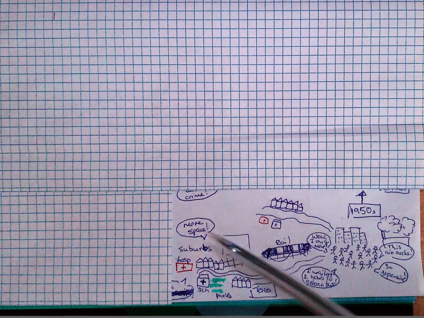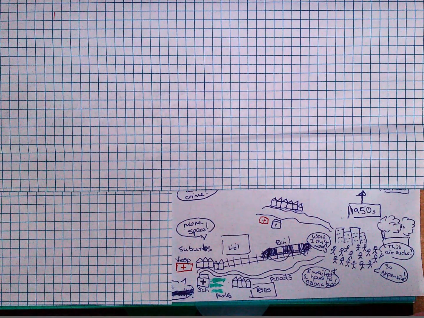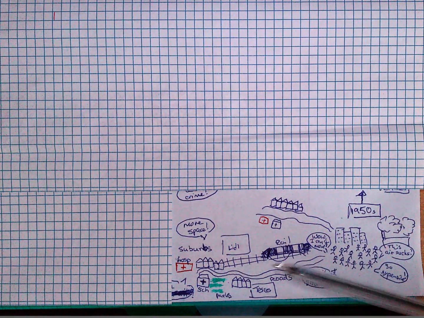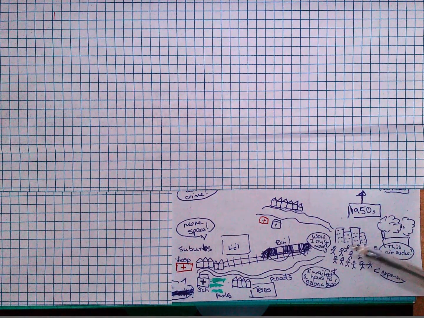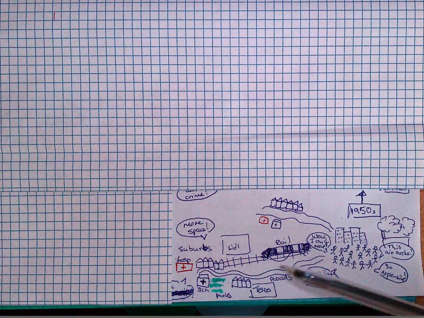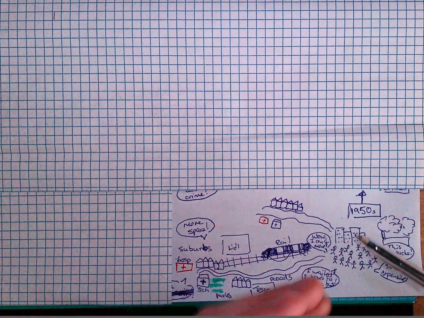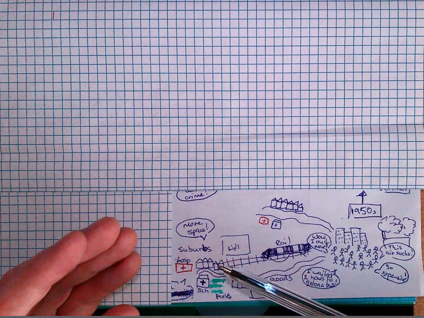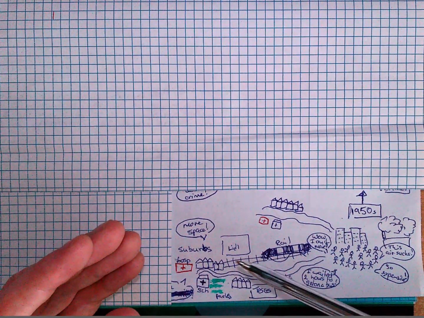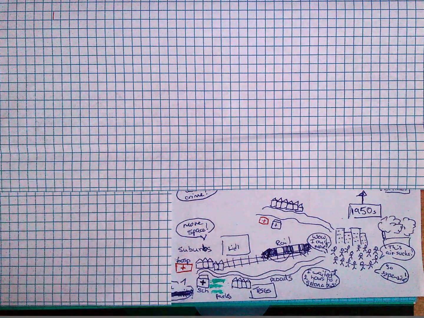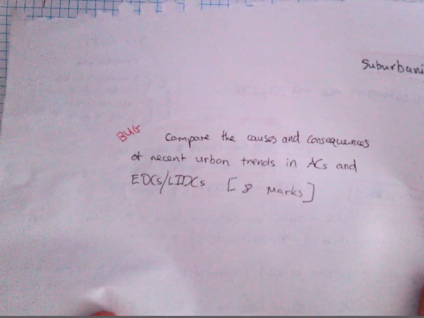Okay, so they feel like they have more space, and the cause of suburbanization is the overcrowding and the pollution, and then the consequence of suburbanization is what we call depopulation from the city centre, or urban sprawl, the spread of the city outwards. Okay, that's the consequence of this trend. Again, the question asks us to have a look at causes and consequences.